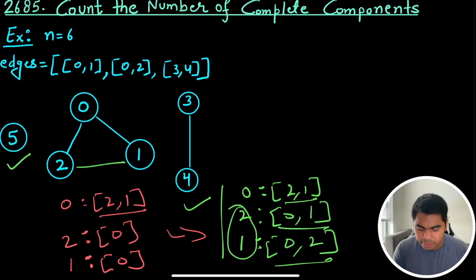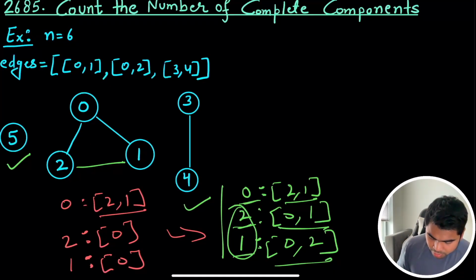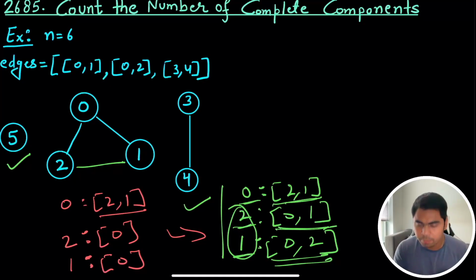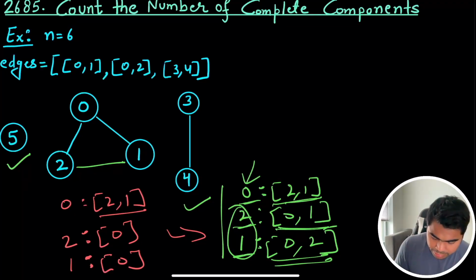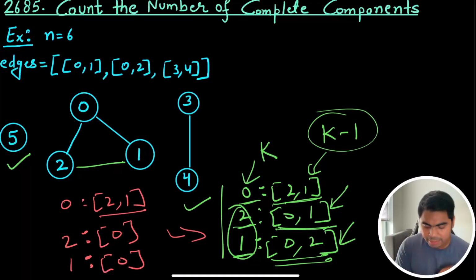0 was 2 values. So if a component is complete and we are done making the graph, then you will realize in that connected component, every vertex and its neighbors list would be basically the size of all the nodes in that. So if the nodes in this are k, the size of each neighbors list would be k minus 1. And that is exactly what we are going to check here.